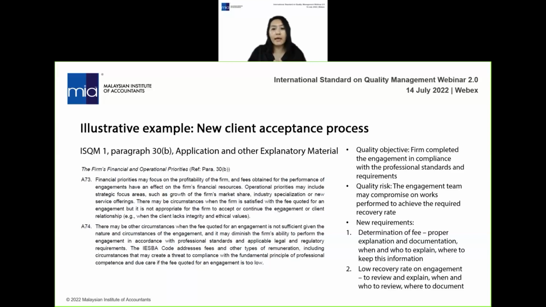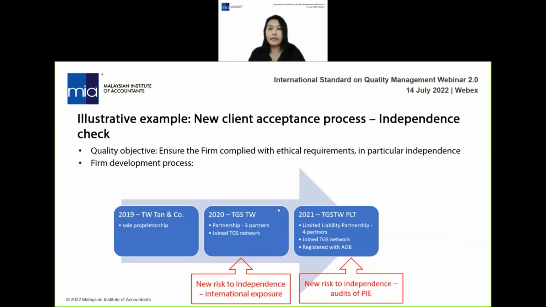Another one that I want to share with you is on the independence check. Independence checking is something very important to us, right? Our quality objective for the independence check is to ensure the firm complies with the ethical requirements, in particular independence, which is very important. So when we do our independence check, we also need to look into what are the risks, and what is the level of risk that we are facing.